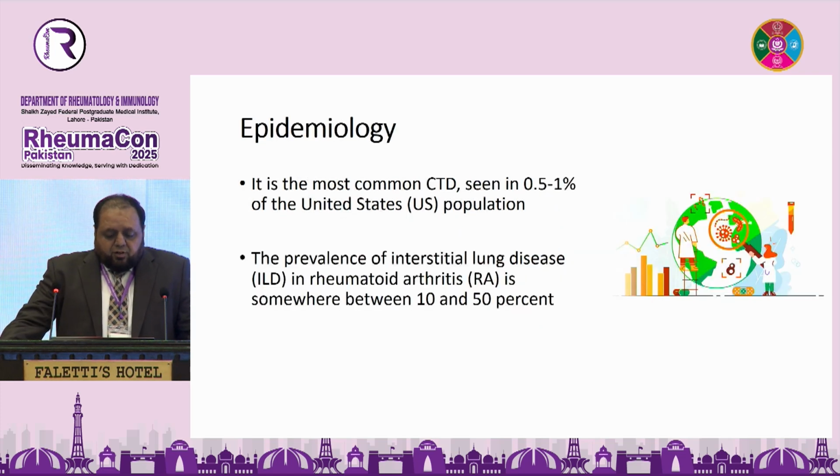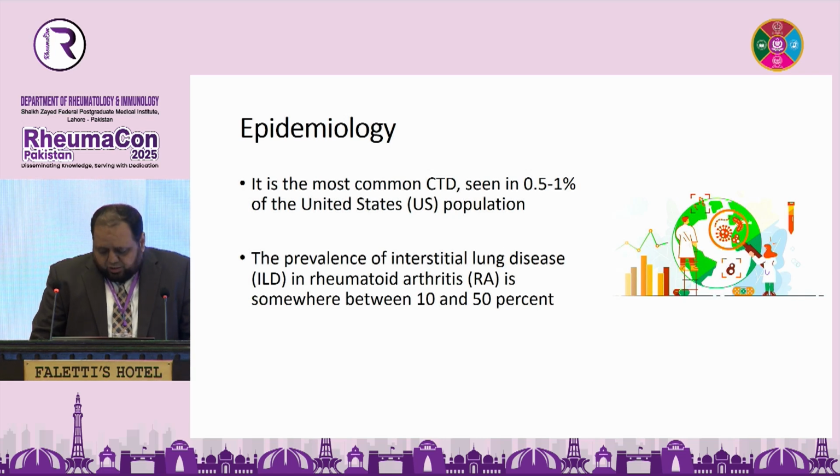Rheumatoid arthritis is one of the most common CTDs in the Western world, especially in the United States. It is seen in 0.5 to 1% of the population. If we talk about prevalence of interstitial lung disease in rheumatoid arthritis, according to different studies, from 10 to 50% of the patients with rheumatoid arthritis may develop rheumatoid-associated interstitial lung disease.